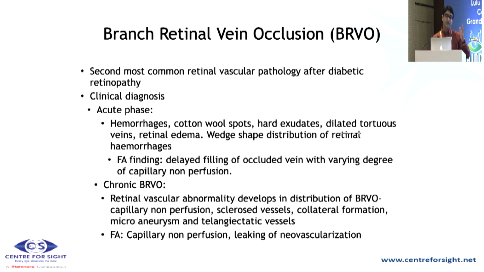We have an acute phase and a chronic phase. In the acute phase, what we see are the hemorrhages, soft exudates, hard exudates, tortuous veins, retinal edema, and an S-shaped distribution of the retinal hemorrhage around the vein occlusion. The FA findings conventionally show a delayed filling, but most of the time it's obscured because of hemorrhages. In chronic BRVO, we see vascular abnormalities which develop along the distribution of the vein, with collateral formation, microaneurysms, and telangiectatic vessels. On FA, there is capillary non-perfusion and leakage from neovascularization.